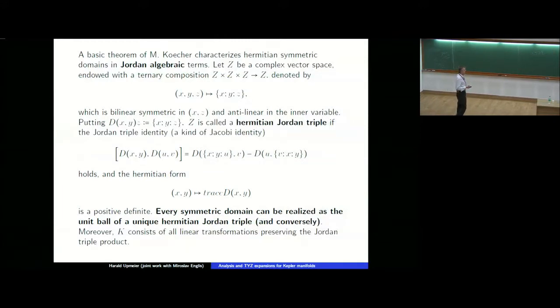And Max Köcher proved that every Hermitian symmetric domain becomes the unit ball of a Hermitian triple in a unique way. Conversely is also true. If you start with a Hermitian Jordan triple, the unit ball becomes symmetric. That is marvelous. The Lie theorists can only say a symmetric space is G mod K, where G is a semisimple Lie group.